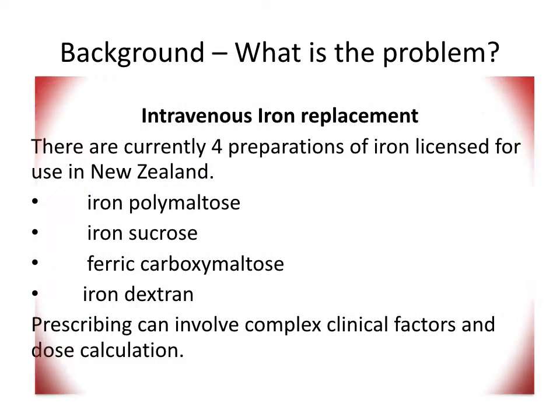So what is the problem with intravenous iron replacement? Currently, there are 4 preparations of intravenous iron licensed for use in New Zealand: iron polymaltose, iron sucrose, ferric carboxymaltose, and iron dextran. Of the 4 available, 3 could be used within a district health board or hospital setting, and 2 are funded for use within the community or GP setting. Prescribing can involve complex clinical factors and dose calculations.